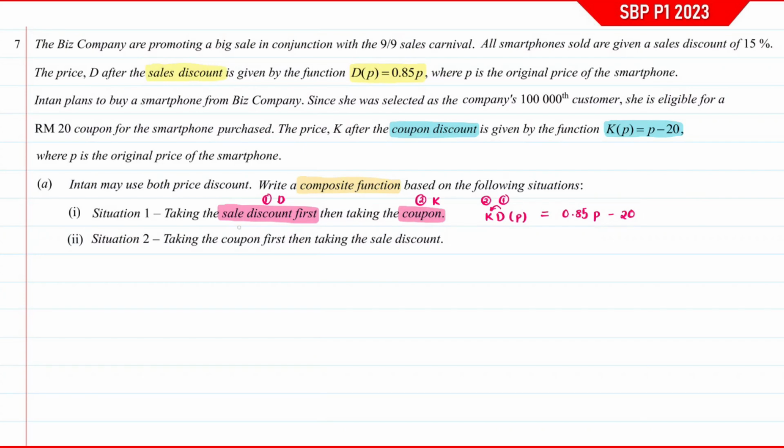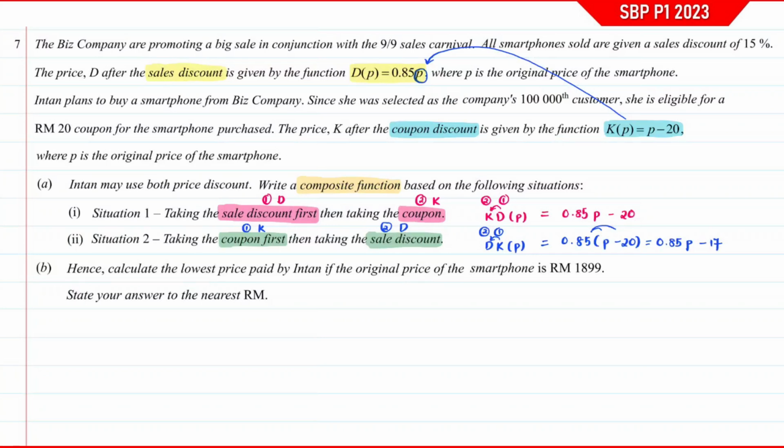As for situation number 2, it will be coupon first, followed by sale discount. Then the composite function for situation number 2 will be DK with the input p. This means we're going to insert function K into the function D at the p here. So it will be 0.85 bracket p minus 20. If you expand this, then it will be 0.85p minus 17.